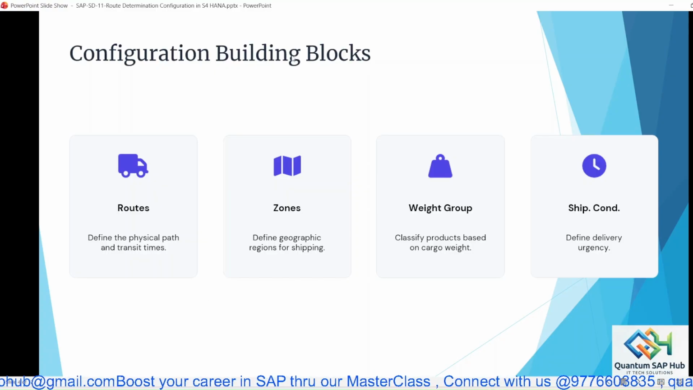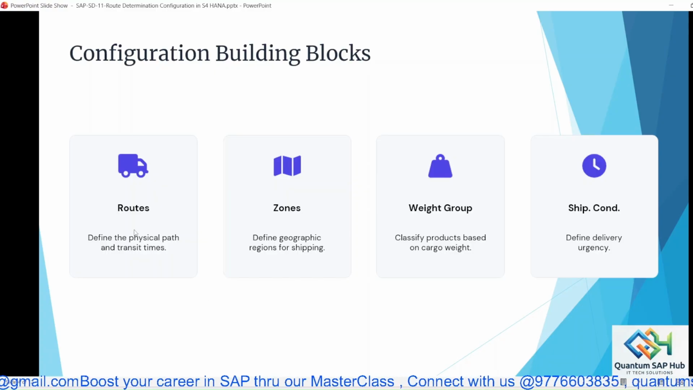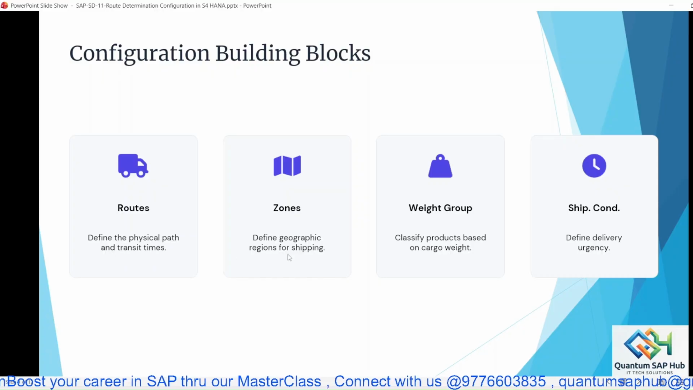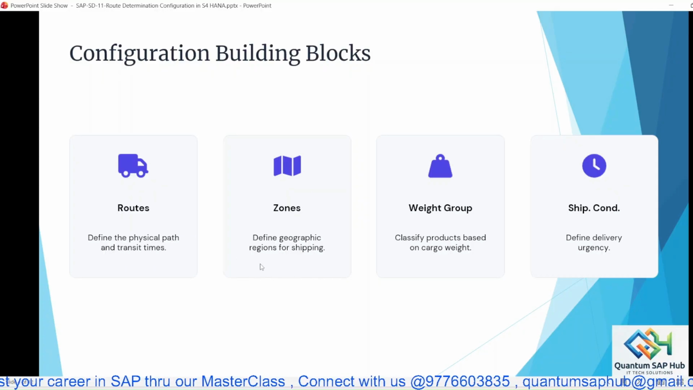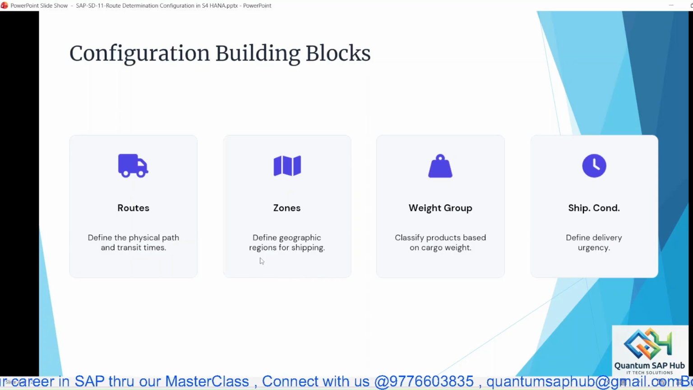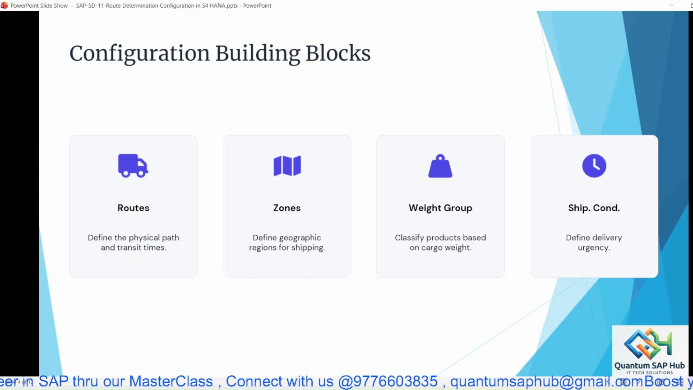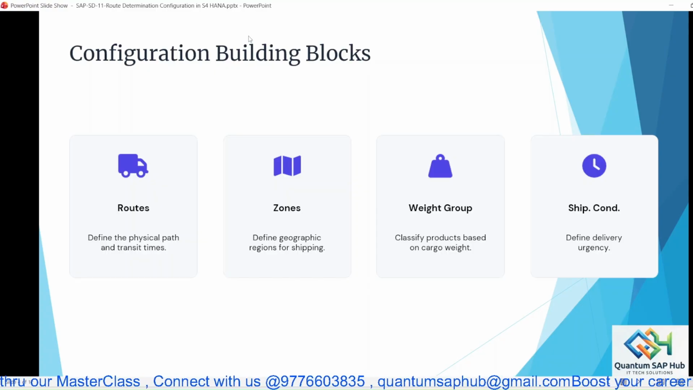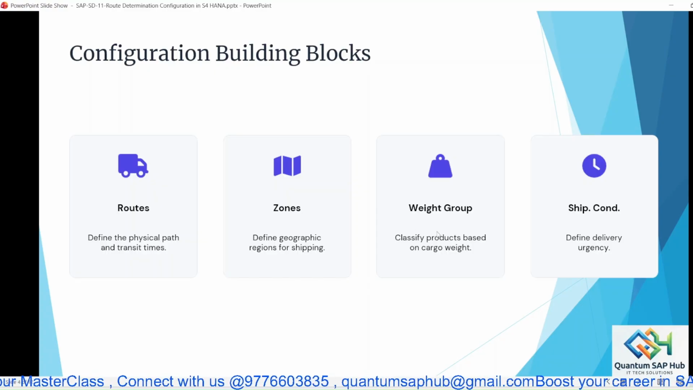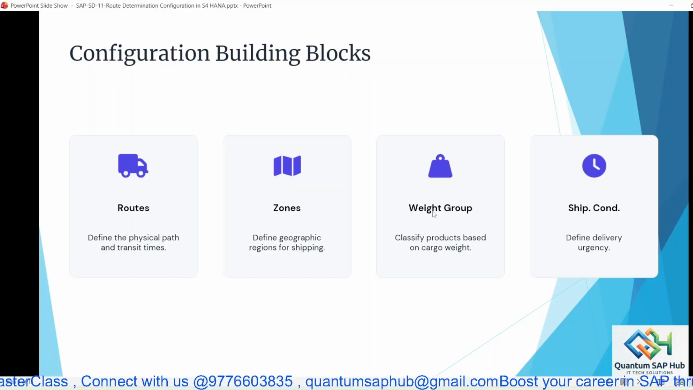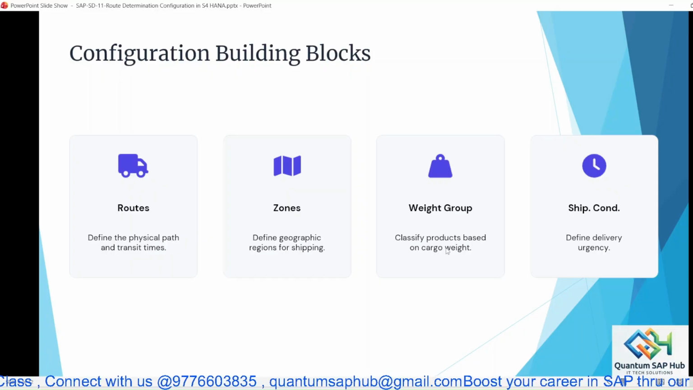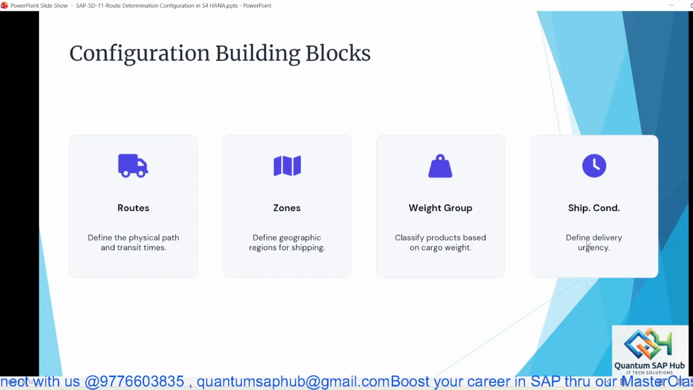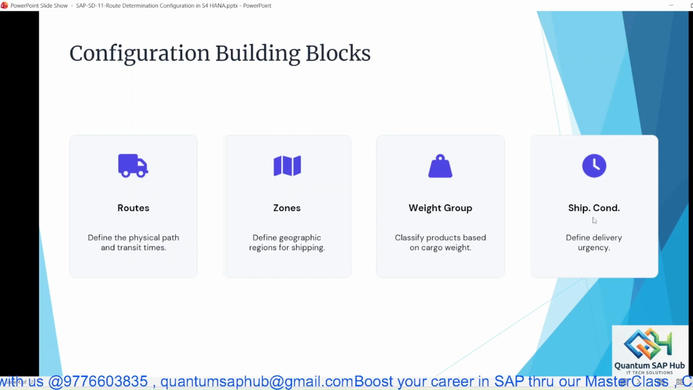So what are the configuration building blocks? We'll create a route. Route means it defines the physical path and transit times, and zones also. This is for your shipping, either the destination zone or the departure zone, and the weight group which is involved, and the shipping condition. The shipping condition defines the delivery options.